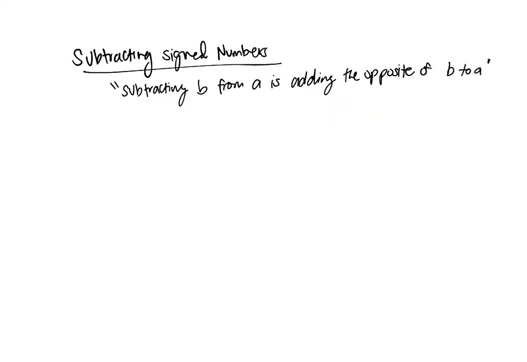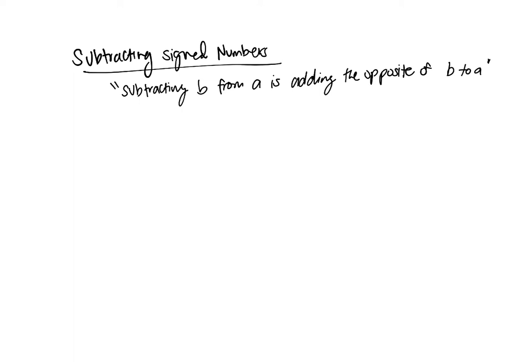Now, of course, we're going to go into subtracting signed numbers. And I want you to keep this in mind, that subtracting B from A is adding the opposite of B to A. So for me, I don't even think of addition and subtraction as two different operations. Addition and subtraction essentially come down to the same operation. When you're subtracting, all you're doing is adding its opposite. If that's confusing, we'll just go straight into some examples.